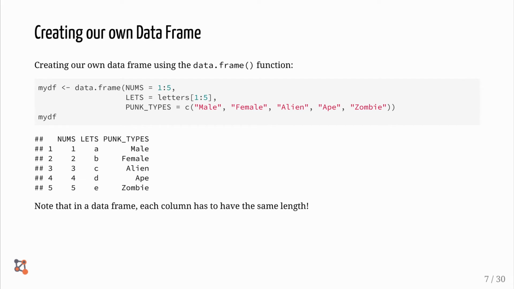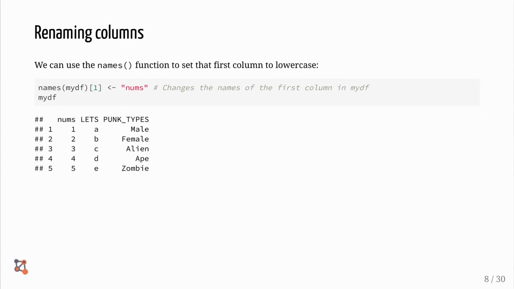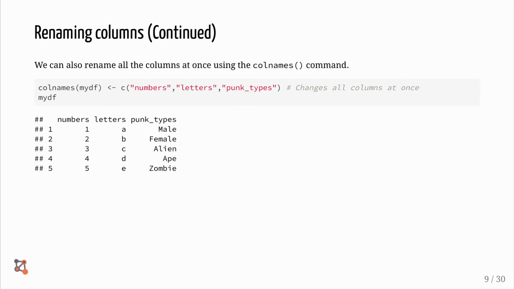Let's try creating our own data frame. We can do this using the data.frame function. It should be noted that in the data frame, each column has to have the same length. We can use the names function to rename columns. In this example, we use the names function to set the first column to lowercase. We can also rename all the columns at once using the colnames command.